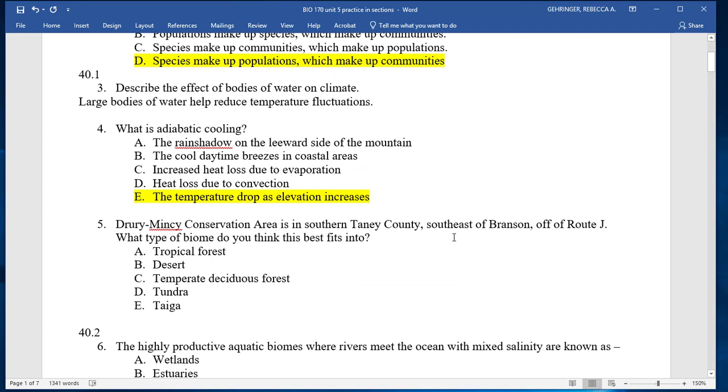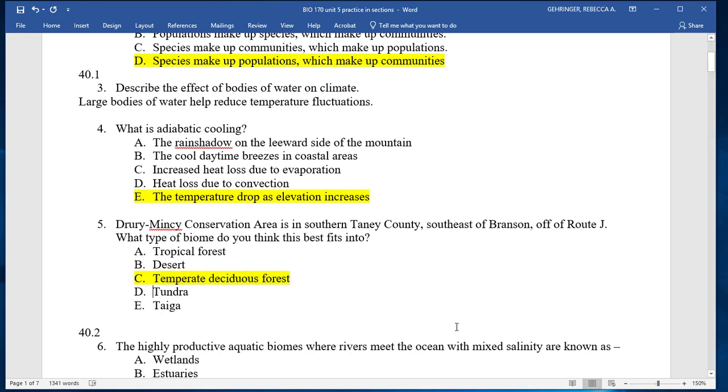Number 5, Drury-Mincy Conservation Area is in southern Taney County, southeast of Branson off of Route J. What type of biome do you think this best fits into? Is it a tropical forest? No. Probably have a lot more tourists in Branson if they had a tropical forest there. Is it a desert? Probably not. Temperate deciduous forest? What does deciduous mean? That means the trees lose their leaves. Is that what happens in Branson? Or even just Springfield, right? Yes, absolutely. So this is a temperate deciduous forest.